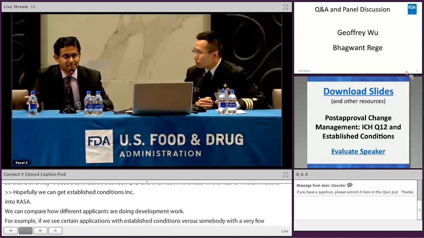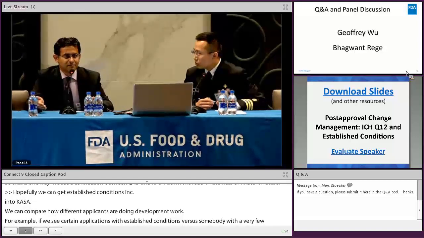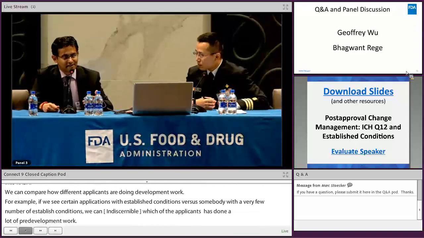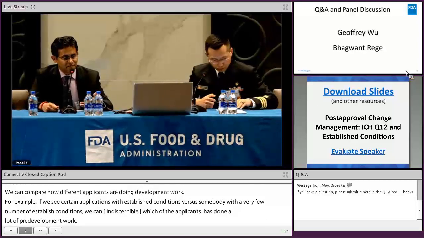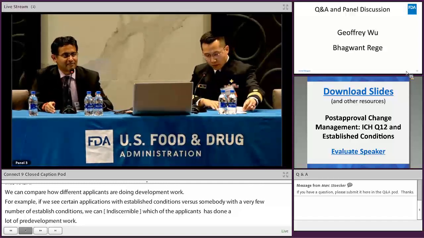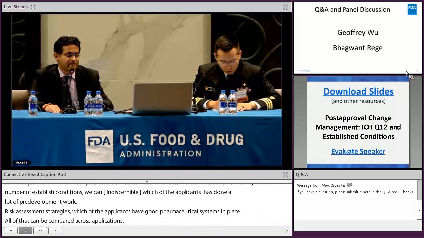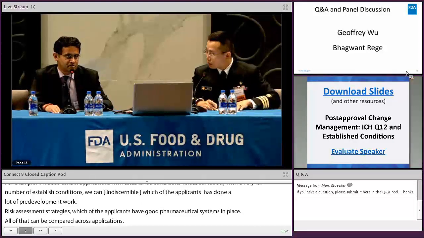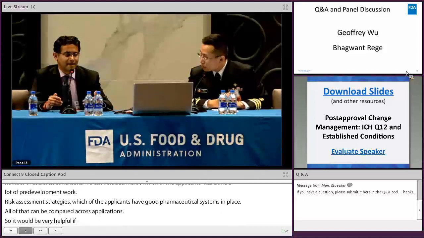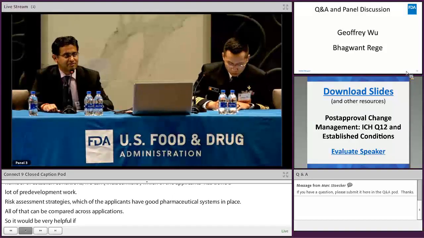supplementary assessors down the road can determine which of the applicants has done a lot of pre-development work in terms of their risk assessment strategies, and which of the applicants have a good product quality, pharmaceutical quality system in place. All of that can be compared across applications. So it will be very helpful for the assessors and FDA in general to get a snapshot of a particular product line in terms of how they're managing changes.